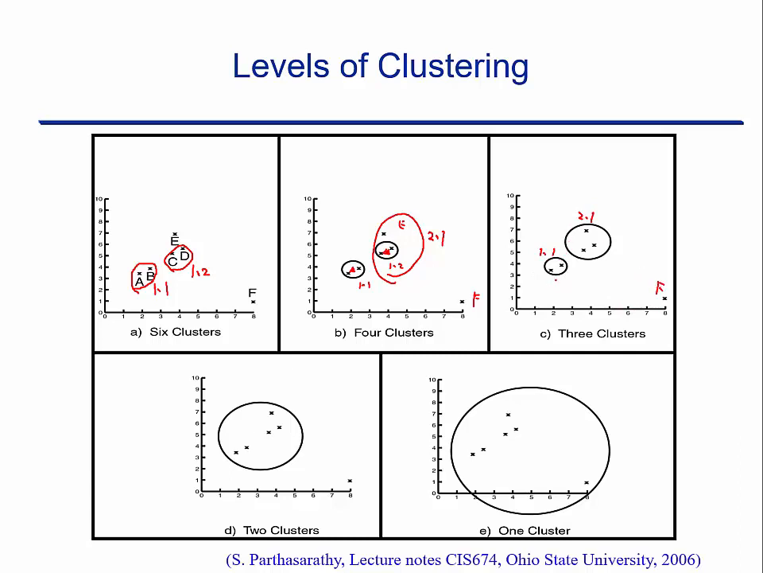Then we recalculate the centroid of cluster 2.1, and we find that cluster 1.1 and 2.1 are closer, so they will be merged into another one. I will call it cluster 3.1. And finally, 3.1 and F will be merged into a single cluster. Then the hierarchical clustering algorithm, actually the agglomerative clustering algorithm, stops.